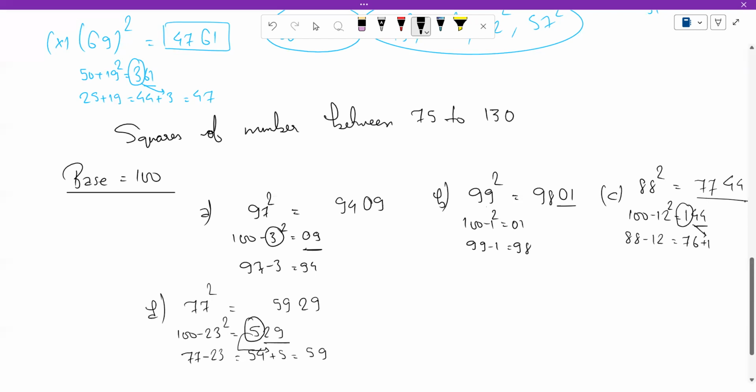Now let's check whether our answer is right or not. So 77 into 77. 7 7s are 49.